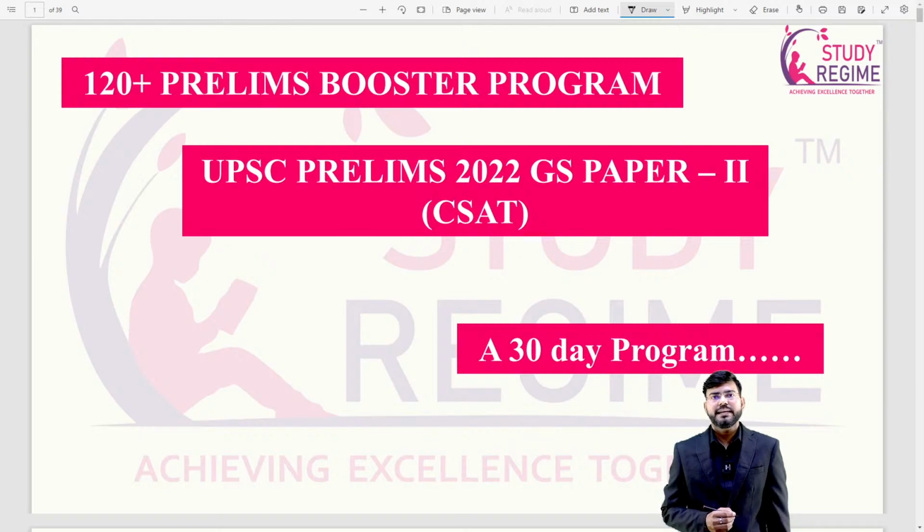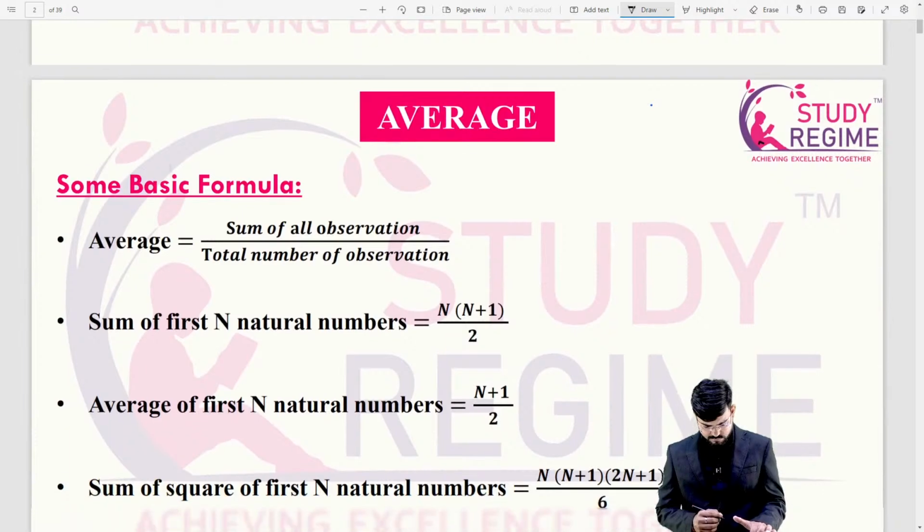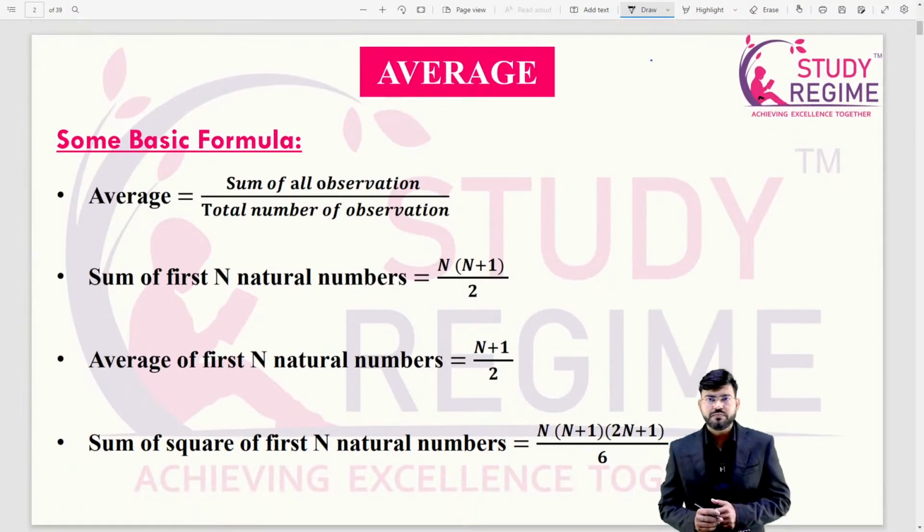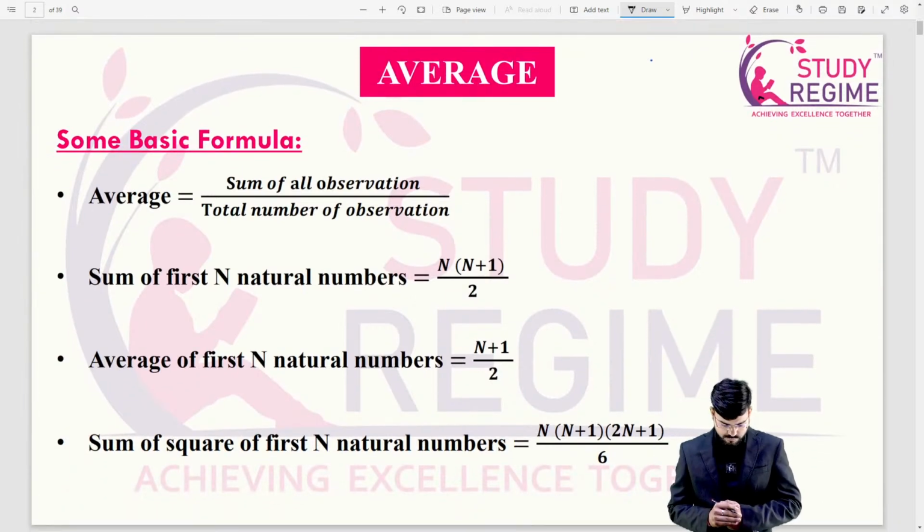So without wasting any time, let's straight away go to the first topic. The first topic which we will discuss today is average. Before going into the questions, I would like to give you some theory part and some formulas regarding average, which are continuously used in this topic.